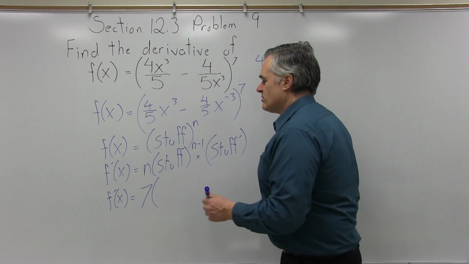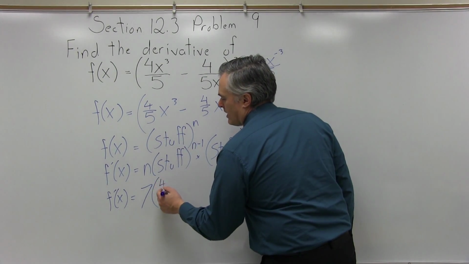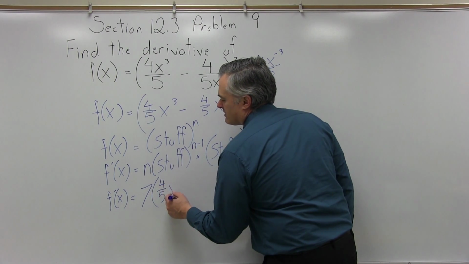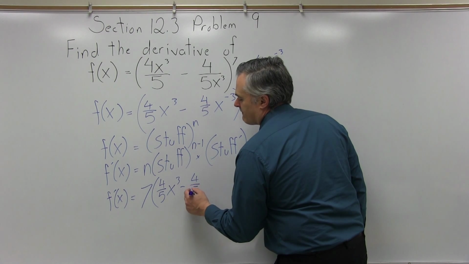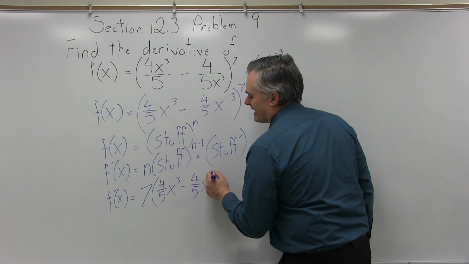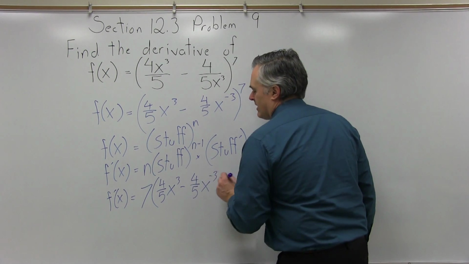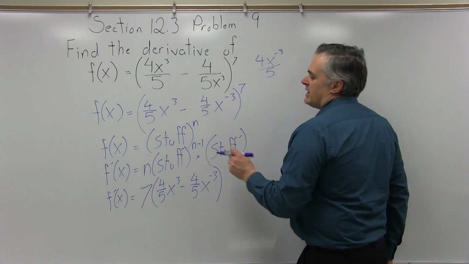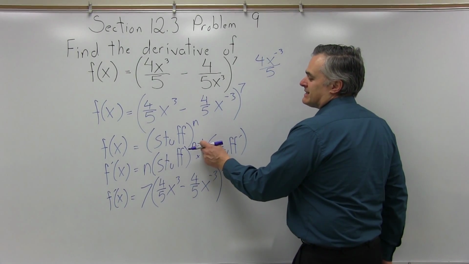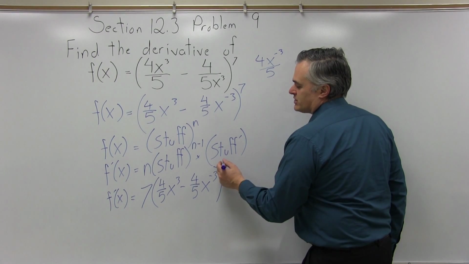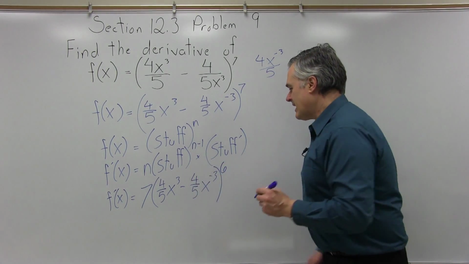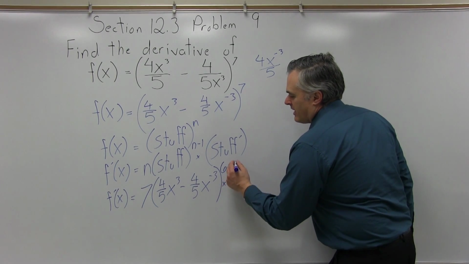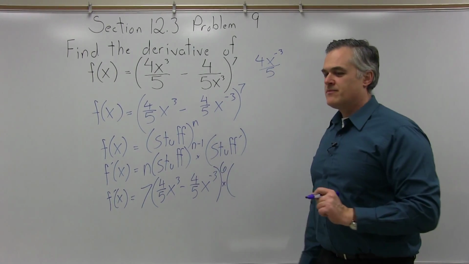So the stuff is going to include 4/5 x cubed minus 4/5 x to the negative 3. Close the parentheses. Now my new exponent is 1 less. N minus 1 becomes 7 minus 1, so 6th power. Then times, and now stuff prime.